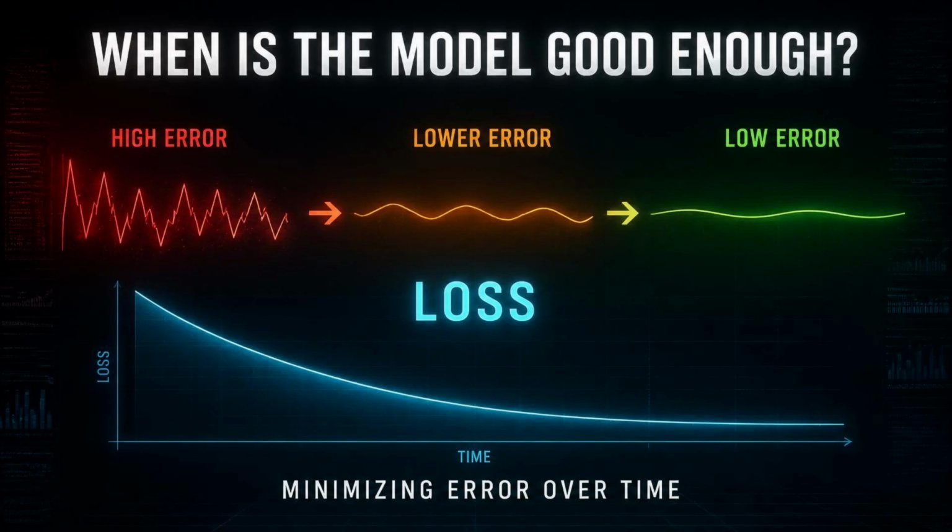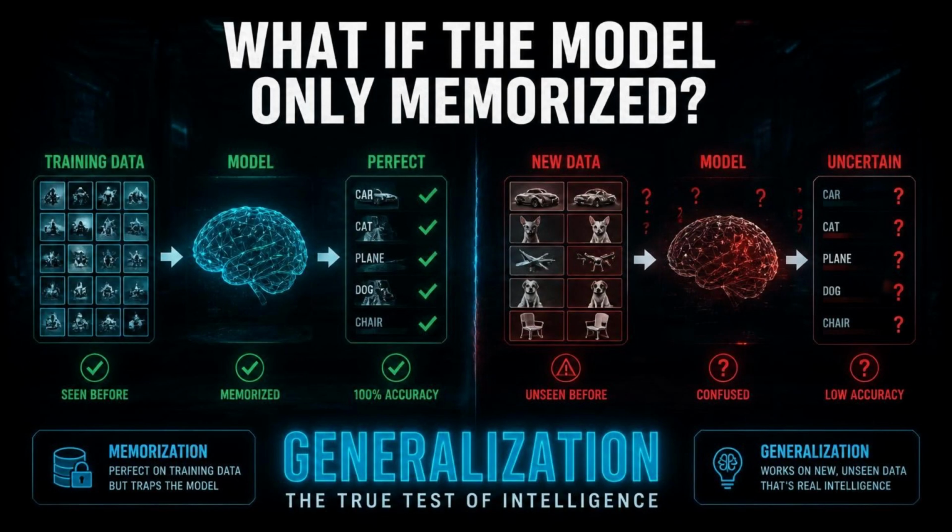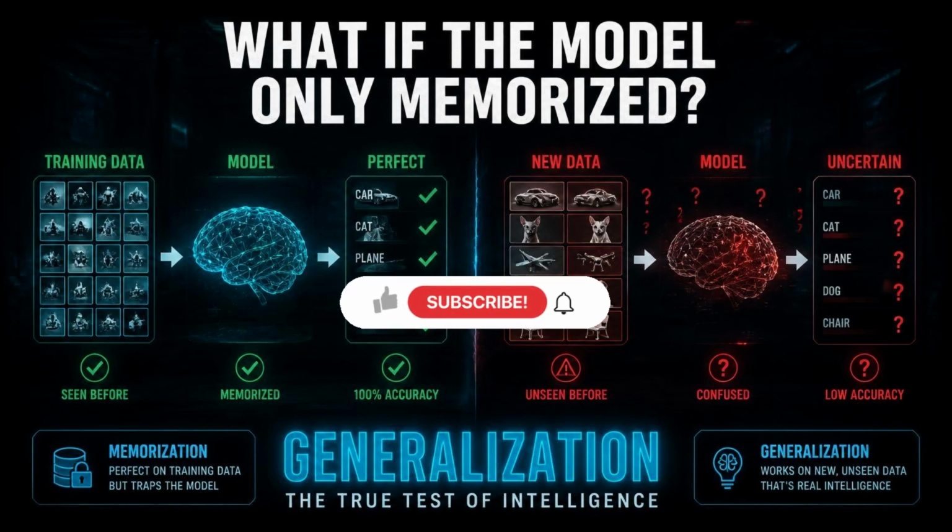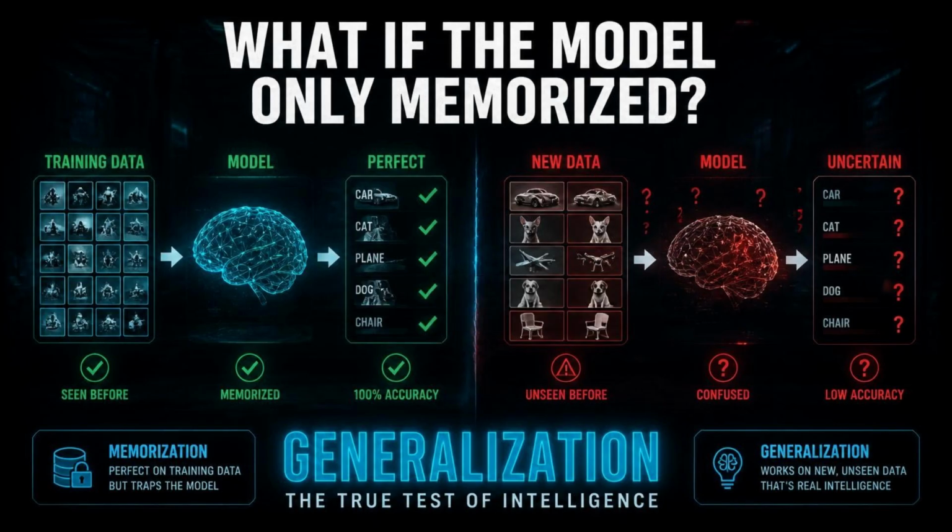Lower training loss doesn't automatically mean a better real-world model. Imagine a student memorizes every question in a textbook. They score perfectly on those exact questions, but then you give them a completely new question, and they have no idea how to solve it. That's not really understanding. Machine learning has a similar problem. A model can perform extremely well on the examples it was trained on, but struggle with new data. That's why we care about generalization.